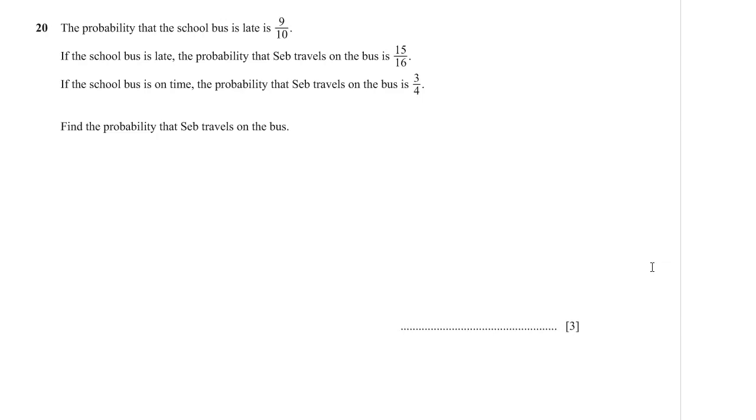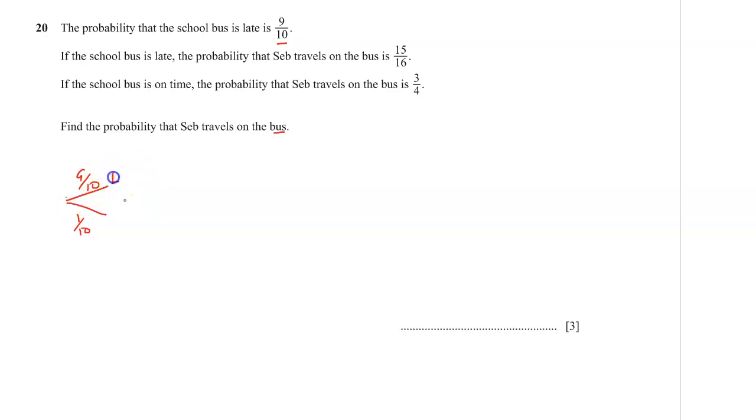Number 20. We're told that the probability that the school bus is late is 9 out of 10. If the school bus is late, the probability that Seb travels on the bus is 15 over 16. If the school bus is on time, the probability that Seb travels on the bus is 3/4. Find the probability that Seb travels on the bus. So let's write the tree here. The probability that the school bus is late is 9 upon 10. So the probability that the school bus is not late is 1 over 10. This is late.